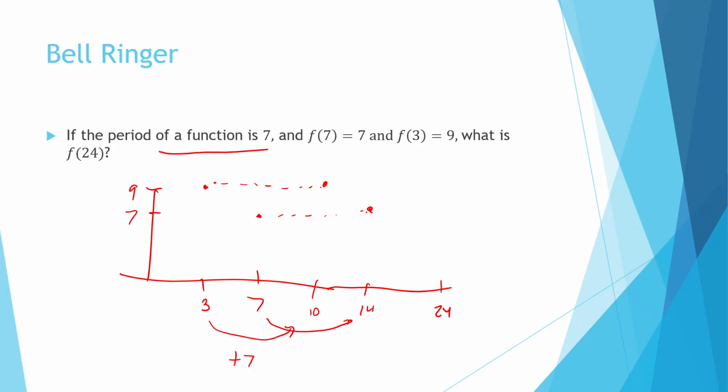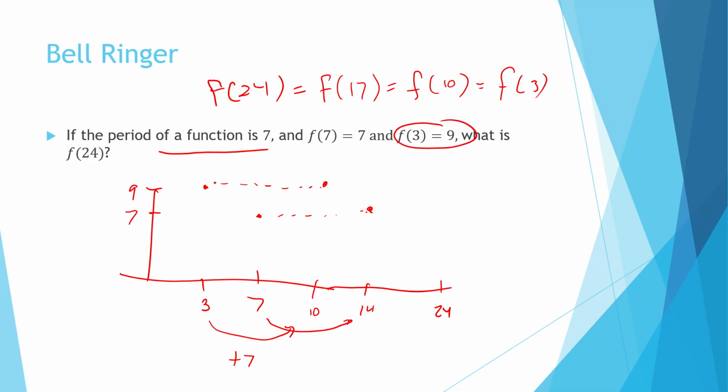And so to find f of 24, all we need to do is subtract periods of 7 to maybe get one of the 2 points that we were given. So let's say we subtract a period. This is going to be equal to f of 17. That doesn't match anything, so let's subtract another period to get f of 10, which is also f of 3, which we know is 9. So that means f of 24 equals 9, and that is going to be our answer there.